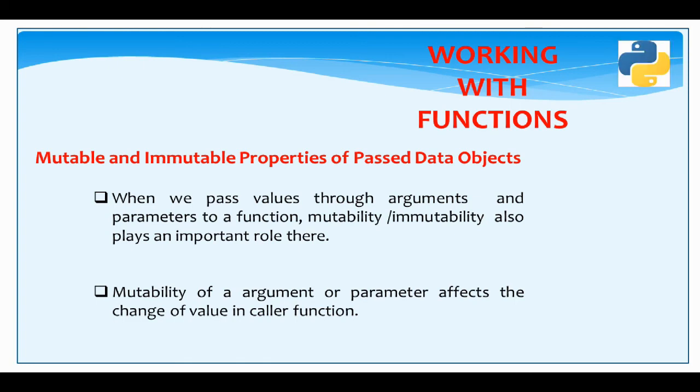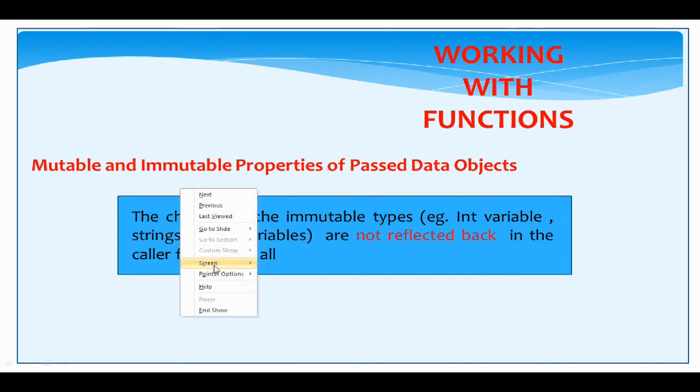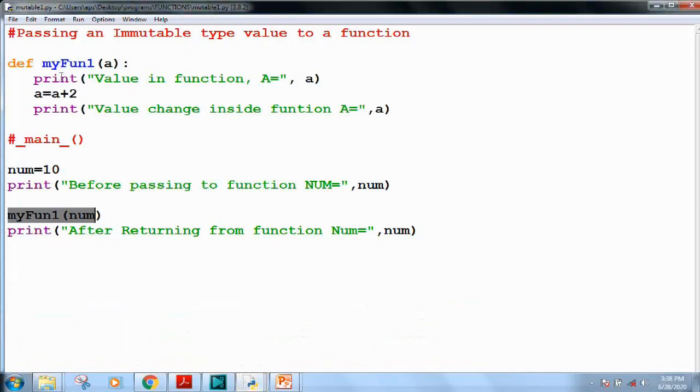Let's try to understand this with some examples. Case 1 is when we are passing an immutable type such as an integer variable, string or a float, then the changes will not be reflected back to the caller function at all. For example, I am showing you code where I am passing an integer variable to a function, and the changes made in the integer variable are not reflected here. In this I am passing the variable num to a function where I am changing the value, and when I come back, the changes are not reflected. Let us see this with the output of this program.